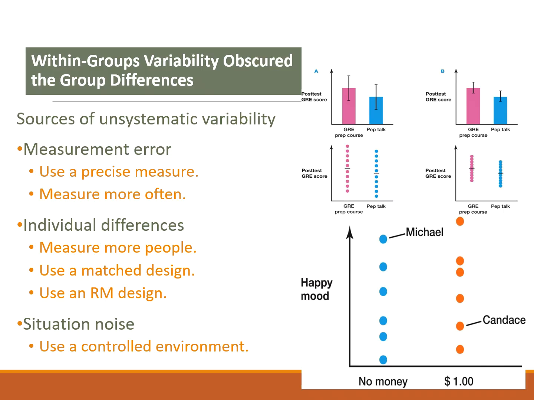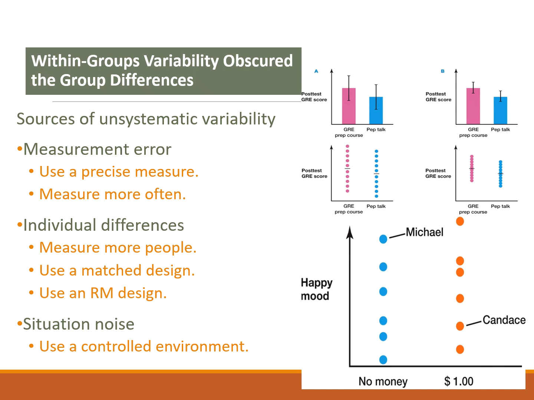And again, we have an example here where we're looking at large amounts of variability on the outcome. And we also have two people's scores. So generally in the no money condition, Michael scored very highly. And in the dollar condition, Candace scored fairly lowly. That gives us a little bit of information, but what it doesn't tell us is what would Michael have done in the dollar condition and what would Candace do in the no money condition.